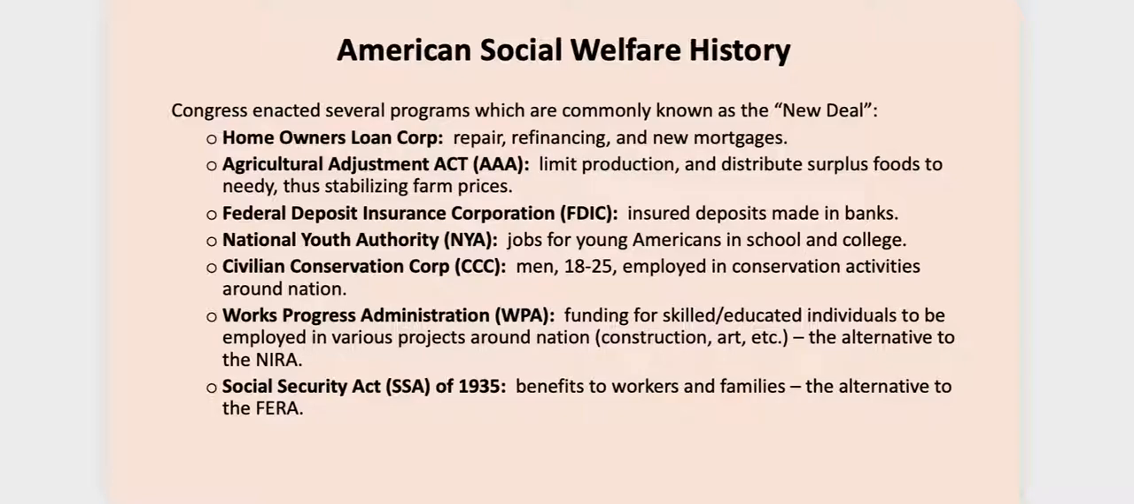The Works Progress Administration, the WPA, provided funding for skilled and educated individuals to be employed in various projects. This was everything from construction and infrastructure work all the way up to, well, you can tell, music and art. Murals were being painted and concerts were being developed and written. It employed all sorts of different kinds of people, paid by the federal government.